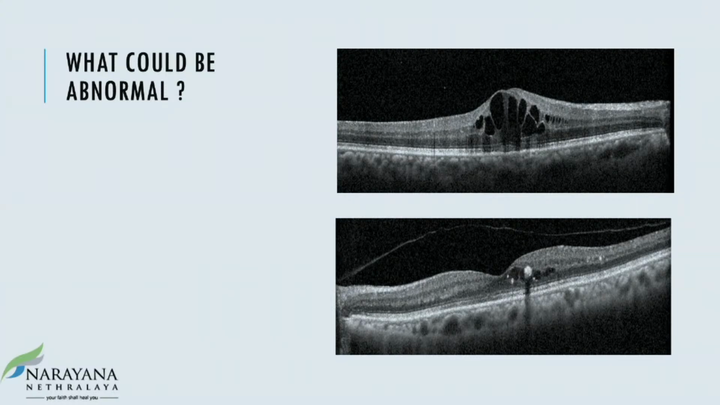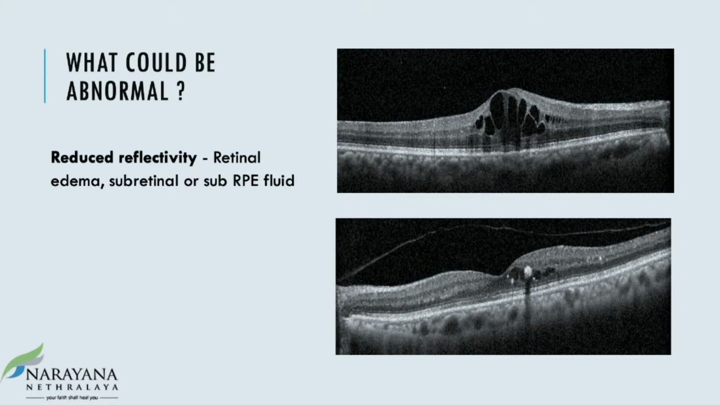Cystoid spaces. So that is hyporeflective. We just saw that intraretinal fluid can be hyporeflective, so you have cystoid spaces. What about in the image below? You see something hyperreflective. What is that? Those are hard exudates. So when you see reduced reflectivity, it is retinal edema, subretinal or sub-RPE fluid.